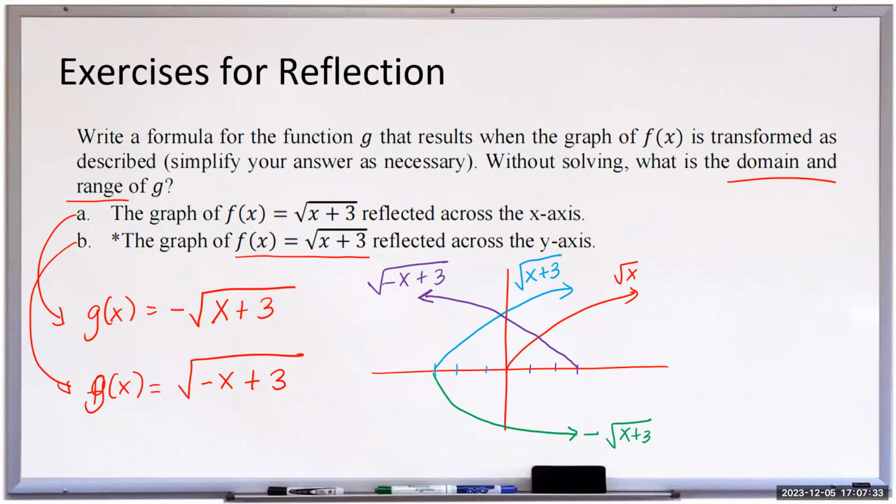Okay, so start na tayo dito sa negative square root of x plus 3. So, the domain is from negative 3 to positive infinity, and range is from negative infinity to 0. Okay, kasi pababa siya.